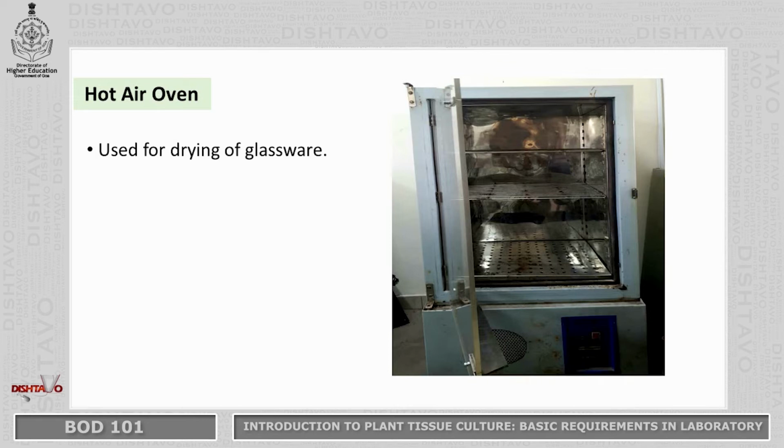For washing, the glasswares are soaked in soap detergent overnight, and then the next day they are washed thoroughly with tap water, and then they are rinsed with distilled water, and then they are kept in the hot air oven. This hot air oven has trays which are made of various sizes to put the glasswares.